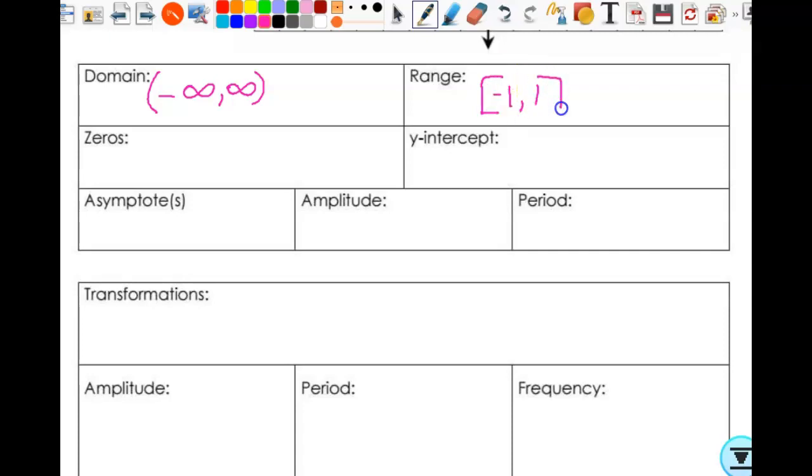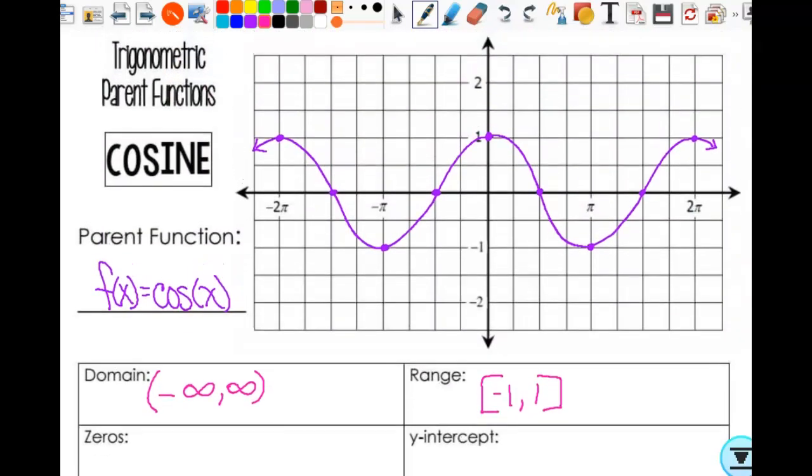Okay, back to this weird zeros thing, right? I don't have a 0 at 0. My first 0 happens at pi halves, right? And then it happens every how many units? Every pi. So this is pi halves, so it's still happening every pi units, but I don't start at pi. You with me on that?